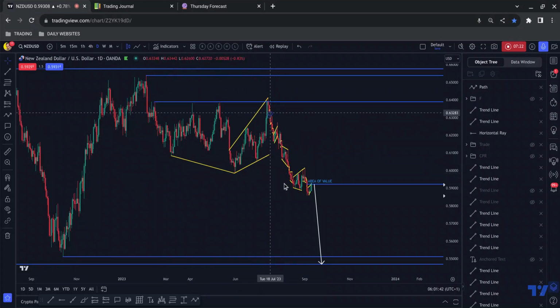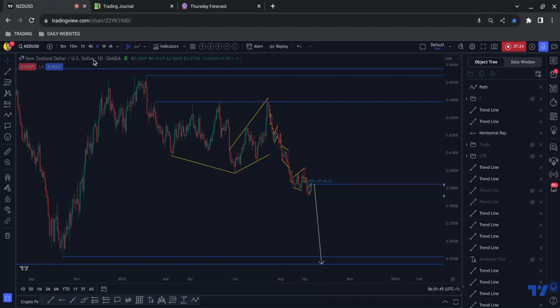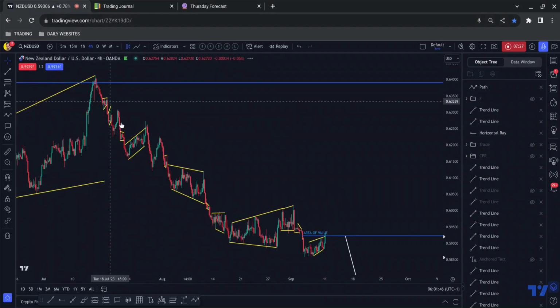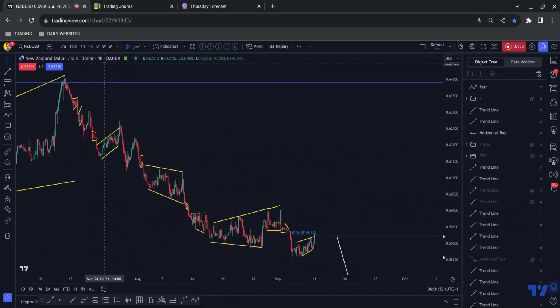Then I'm looking at the sequence. This sequence looks pretty good, pretty reliable. Tight flags into larger flags, into tighter flags, into larger flags. That's a typical sequence that we see a lot in the market.